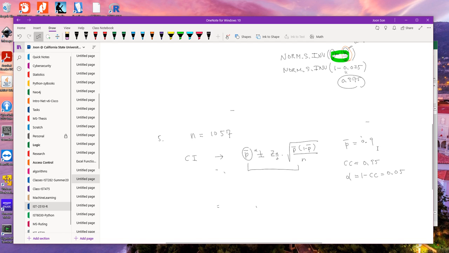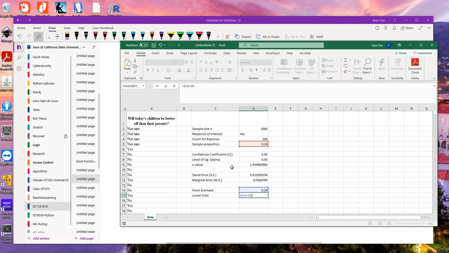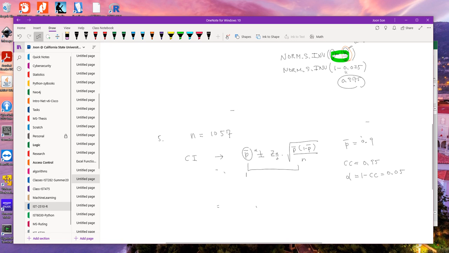So this is exactly the same as the previous problem, right? First find the z value, then find the standard error, then find the marginal error, right? And then the point estimate is given, and you can compute the lower limit and then the upper limit, right? Okay, so that's it for problem number 5. Okay, thank you.